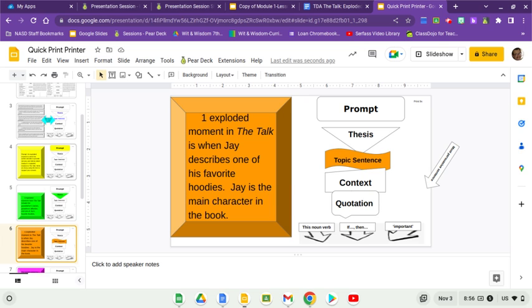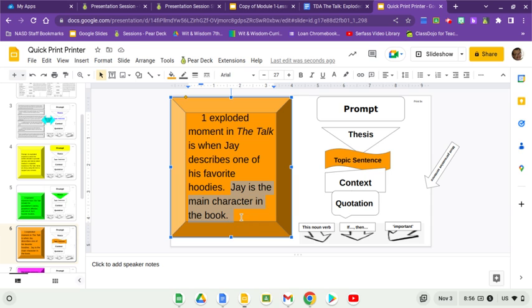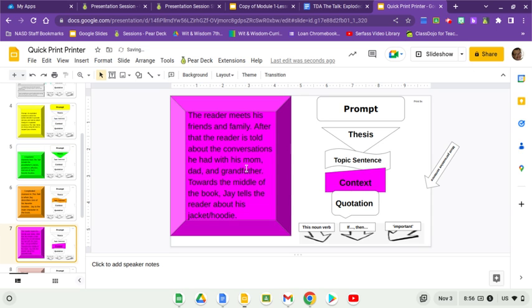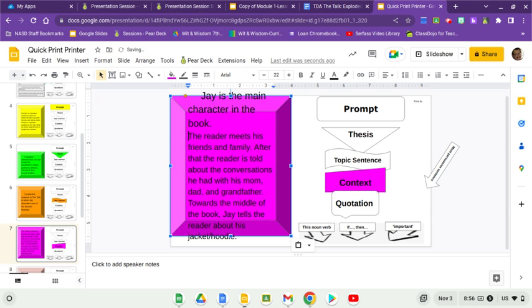Boom. Then we got our topic sentence. One exploded moment in the talk is when Jay describes one of his favorite hoodies. Jay is the main character in the book. All right, got a little bit of extra there. A topic sentence is only one sentence. So I'm going to take that and put that on the next slide here. Boom. Jay is the main character in the book. This is what we call context.